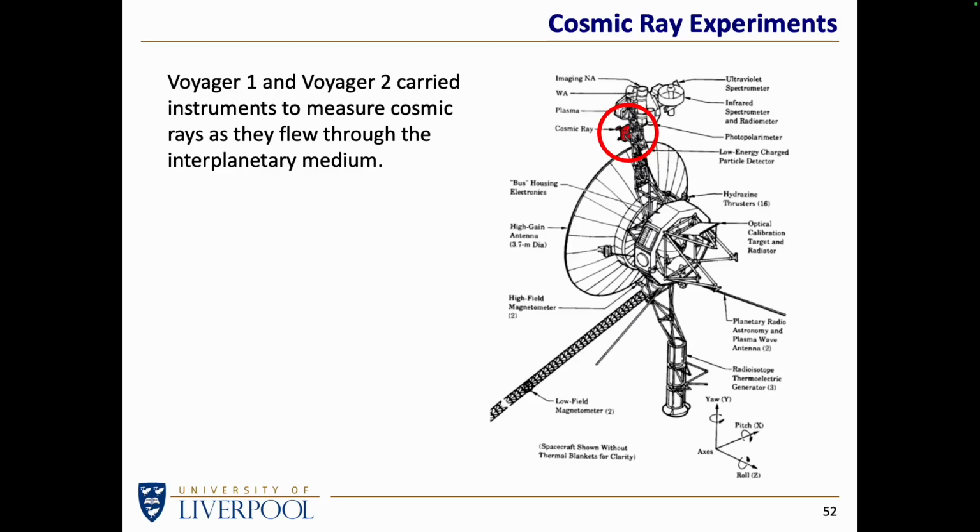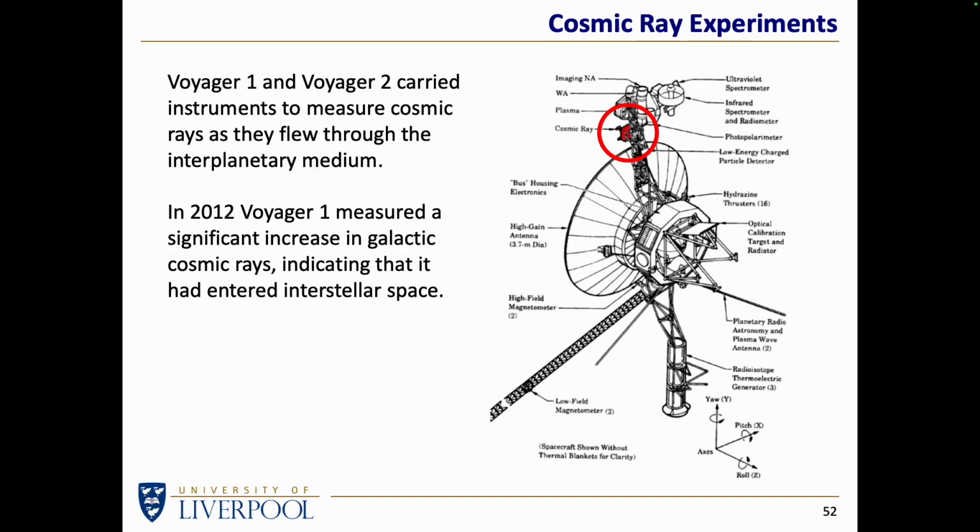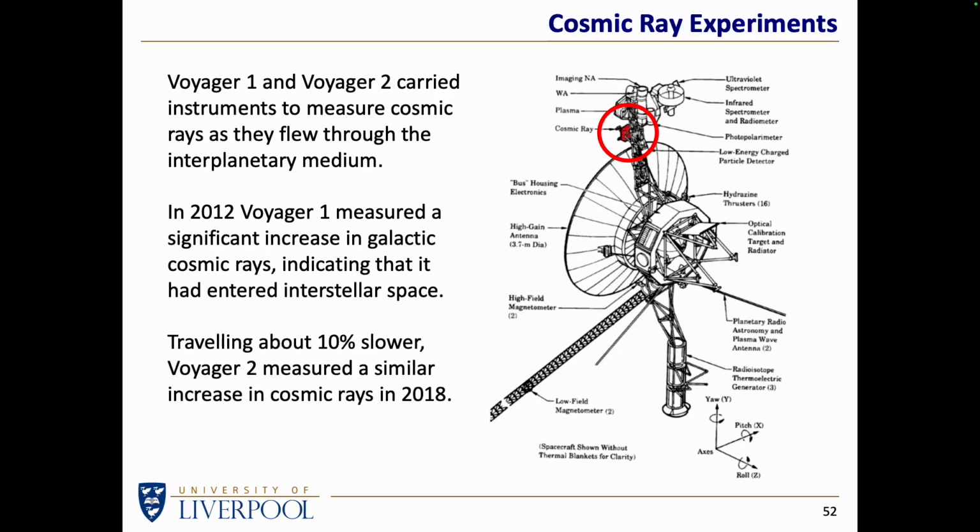So Voyager 1 and Voyager 2, for instance, launched in the 1970s, now flying out of the solar system. They've got cosmic ray detectors on them. And in 2012, Voyager 1 measured a significant change in the cosmic ray flux, which told it you're now leaving the influence of the sun and moving out of the solar system into interstellar space. The jump in cosmic ray flux told them that they had passed the boundary, if you like, of the solar system into interstellar space.